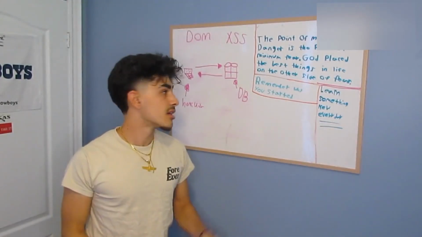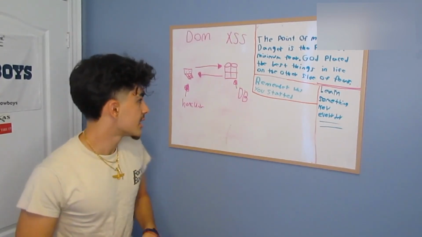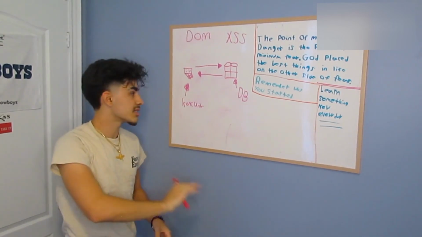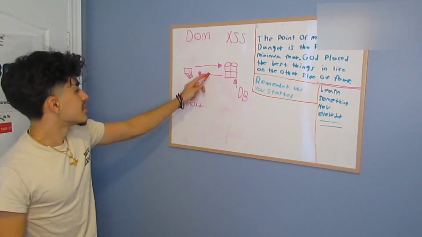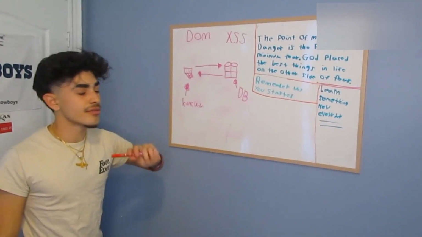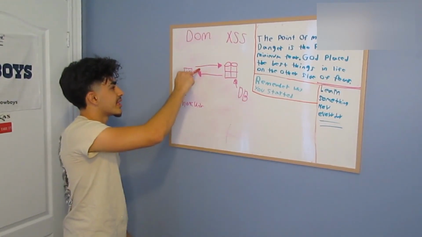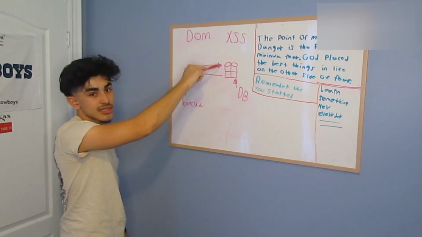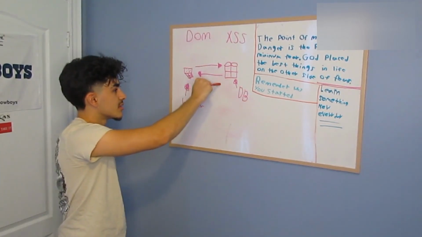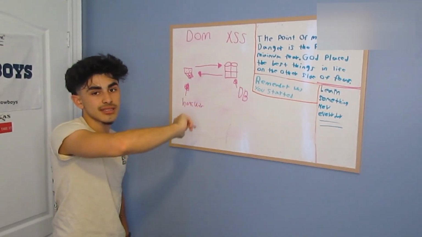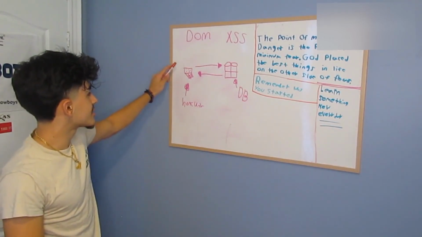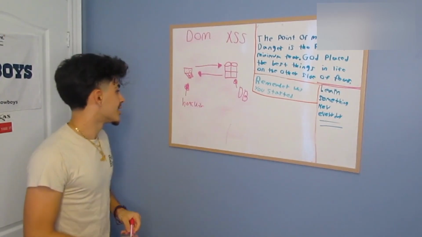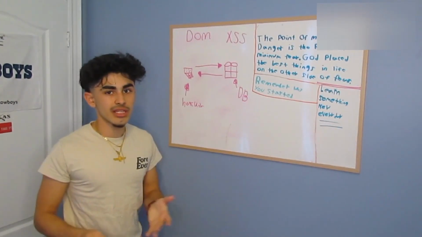Next one, third one, DOM-based. Okay, so last one, DOM-based cross-site scripting. Okay, so as you can see, it looks like the same thing as reflected, but no, it's not. It's kind of different. So basically, instead of reflecting back and messing with the server side code, it doesn't touch it. It only affects the client side. Okay, it only affects the client. So it affects you. The client meaning you.